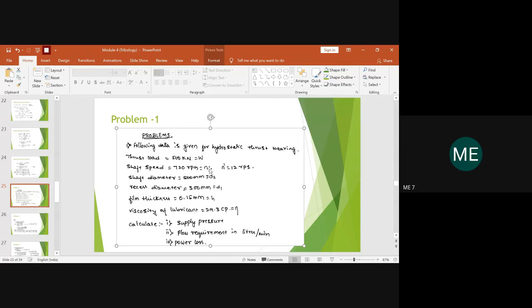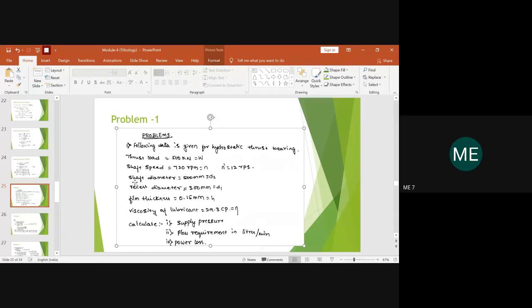But if you need the value of the speed with which the shaft is rotating in RPS, then you have to divide 720 by 60, so the unit changes to RPS. In that case, it is 720 divided by 60, which comes to nearly 12 RPS. If you are using RPS, kindly denote it with another symbol. It is better to use N dash. This is a difference you should show when you are converting the unit from RPM to RPS.